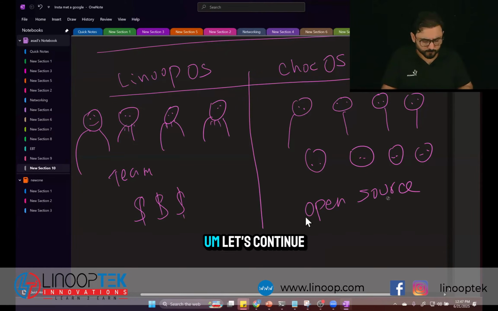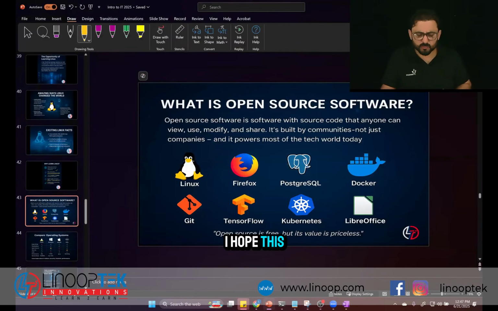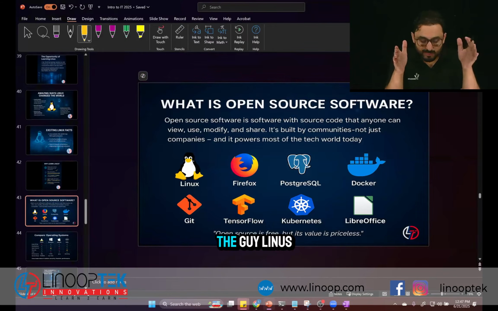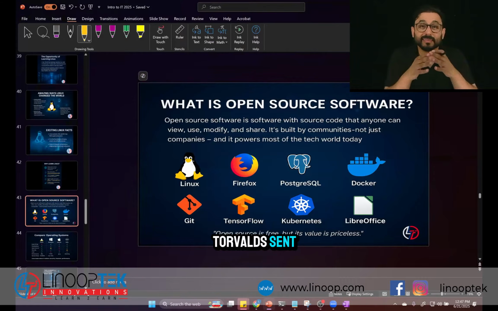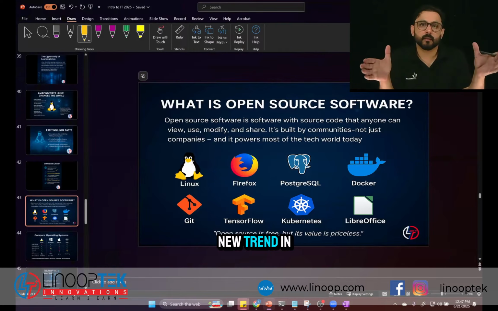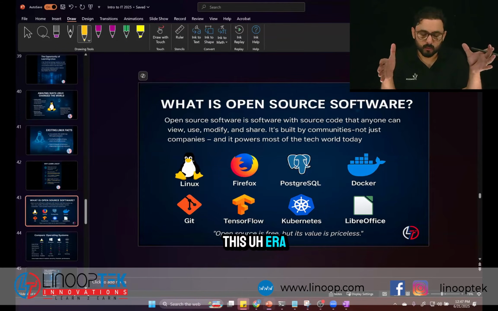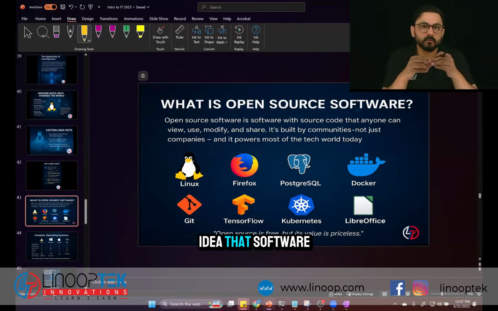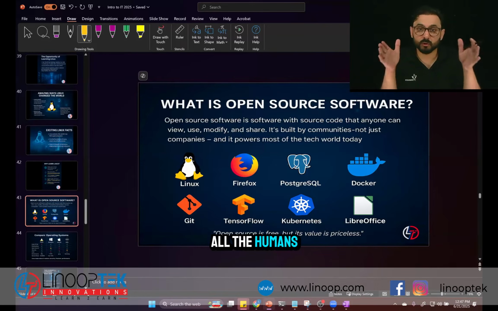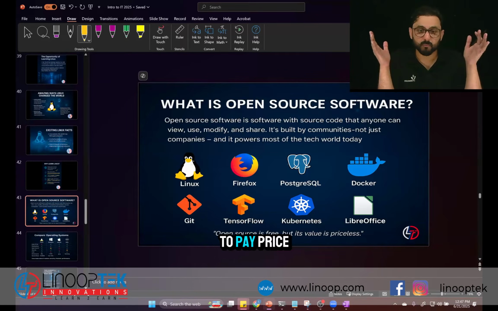Okay, let's continue over here. I hope this makes sense to you guys. So now, the guy Linus Torvalds set a new trend in this era. He gave this idea that software should be open source, software should be secure, software should be readily available for all the humans to download and play with it. They don't have to pay a price for that.